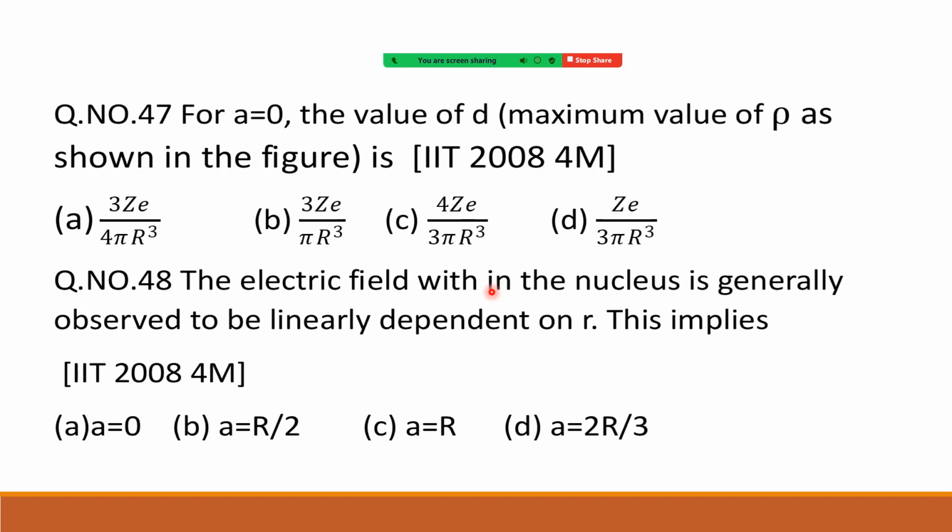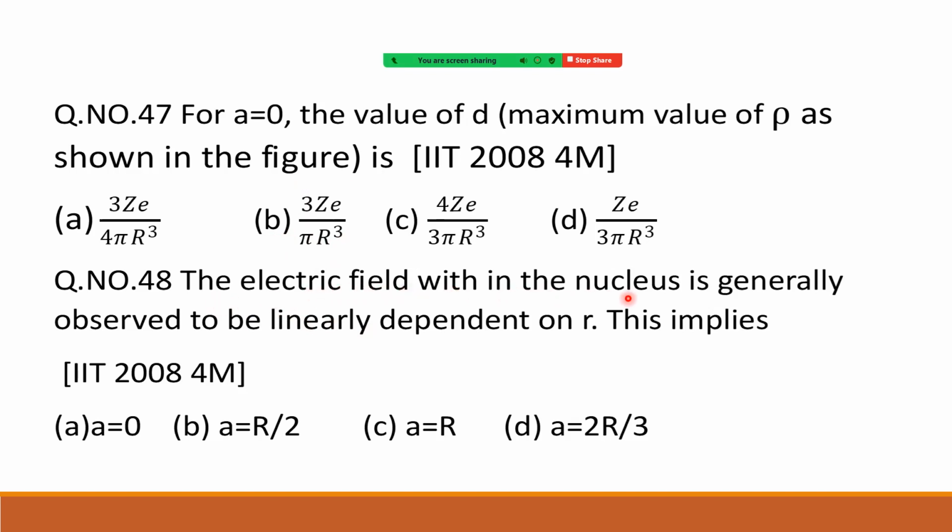What we got? 3 and 4. 4 cancels. Sorry, the answer is only 3, it is pi r cube. There is no 4 there. Only it is pi r cube. Right. See next one.